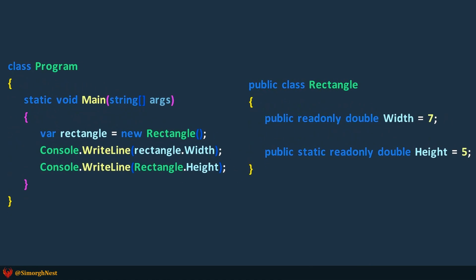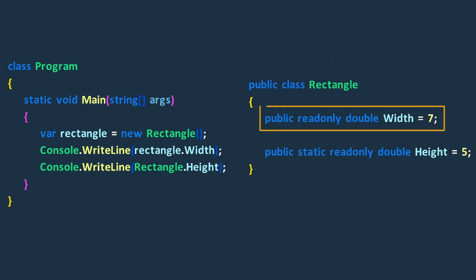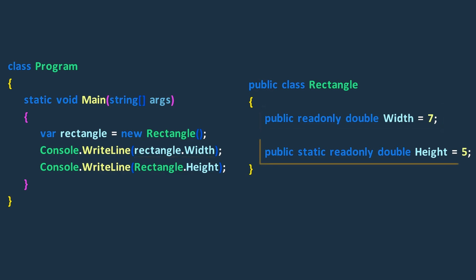In contrast, read-only fields can be either static or instance level. For example, consider this class. This class has two fields. Width is read-only, which can be accessed at the instance level. On the other hand, height is a static read-only, meaning it can only be accessed using the name of the class itself.